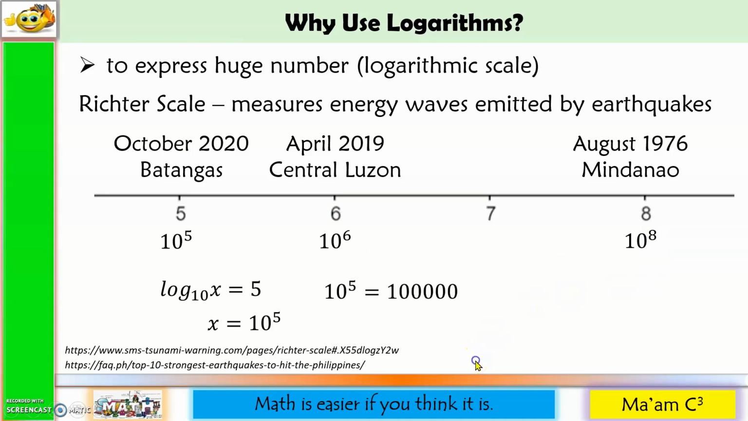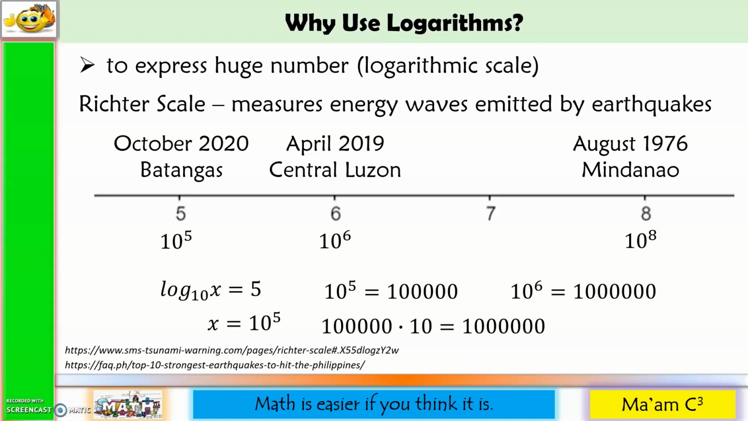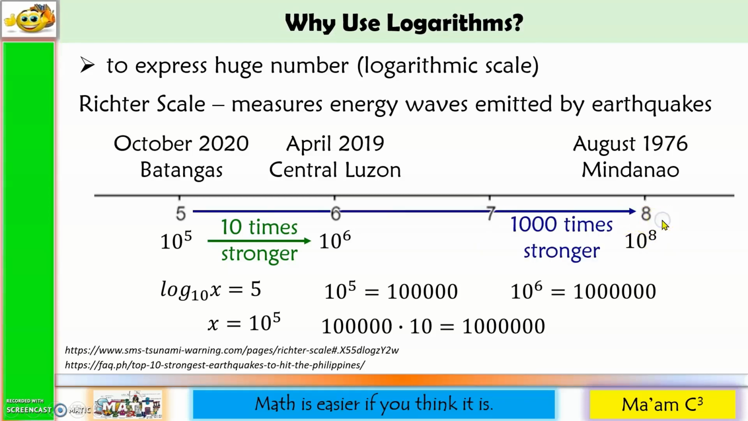10 raised to 5 is 100,000. 10 raised to 6 is 1 million. 100,000 times 10 is 1 million. So a magnitude of 6 means 10 times stronger than a magnitude of 5. This is another 10 times and another 10 times. So 10 times 10 is 100 times 10 is 1,000. So an earthquake with a magnitude of 8 means 1,000 times stronger than an earthquake with a magnitude of 5.